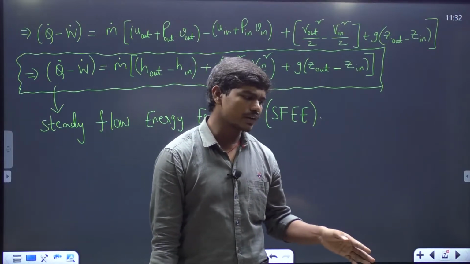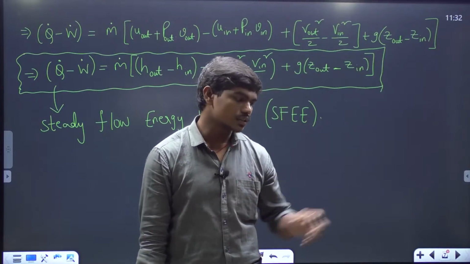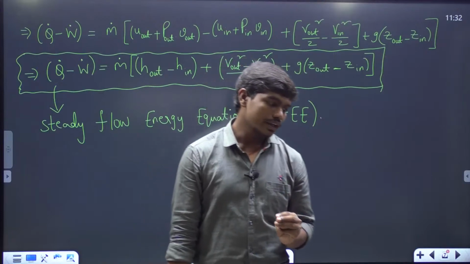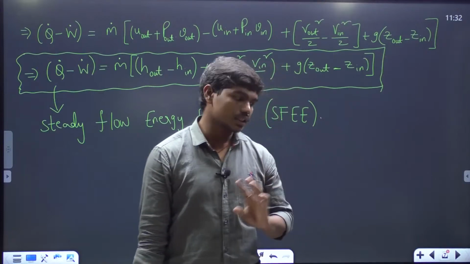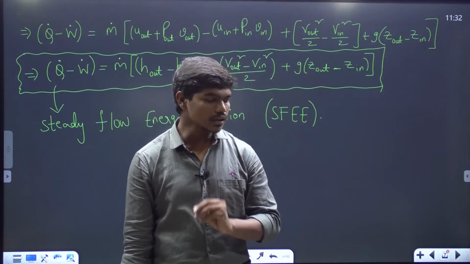When we use a large throttling device, definitely there is some involvement of kinetic energy changes and things like that. So there is some heat interaction that can take place, Arvind. Okay, so they'll give you the data if something such is happening. Okay, if they don't give you anything, you can consider H at inlet is equal to H at outlet.